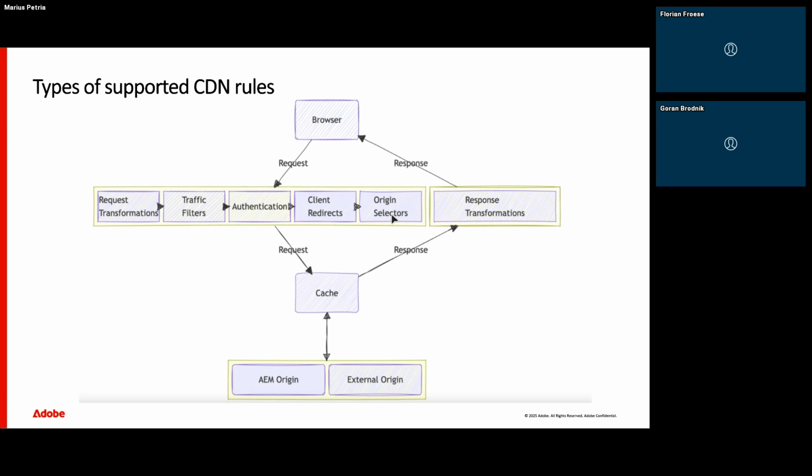So this all happens before the cache is inspected. After all these phases, you have chosen an origin, and then the cache is inspected if the response already exists in the cache. If it's not in the cache, the request goes to the origin, the AEM origin or an external one, and then the response comes back, and you have the last chance of interacting with the response in a response transformation. So all these phases right now are configurable and offer a pretty high degree of liberty to the customers.